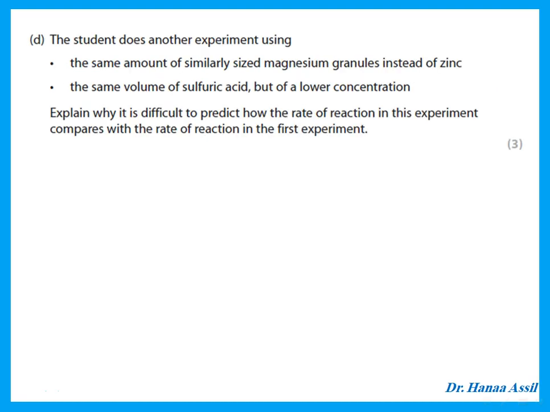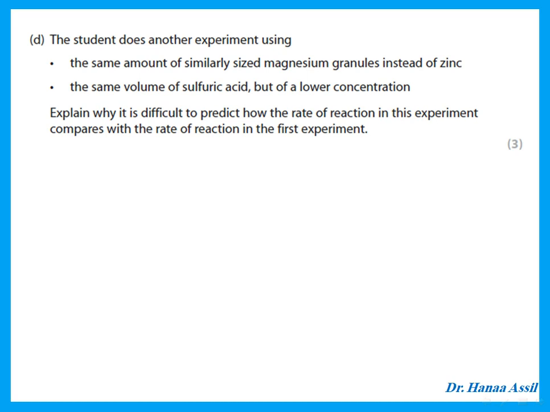The student does another experiment using the same amount of similarly sized magnesium granules instead of zinc. So now he's going to repeat the experiment using magnesium instead of zinc. And he's going to use the same volume of sulfuric acid but lower concentration. Now explain, and he's doing this at the same time in the same experiment. So explain why it is difficult to predict how the rate of the reaction in this experiment compares with the rate of the reaction in the first experiment.